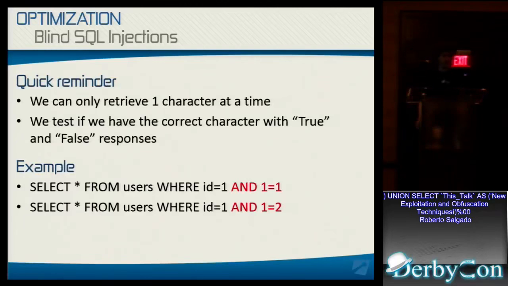So a quick reminder, in this case I'm talking about blind SQL injections, because we usually can only retrieve one character at a time when we're exploiting a blind SQL injection by testing through true and false responses. So that's why it's more important to focus our optimization on blind SQL injections. If you have a union, maybe you can just union and dump your whole results in one request. But with blind SQL injections, it will always be multiple requests.